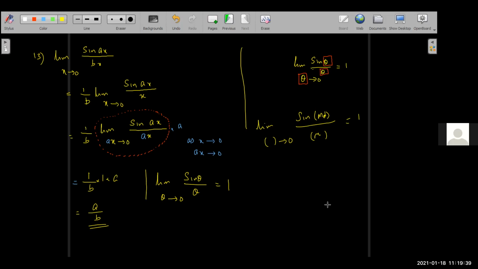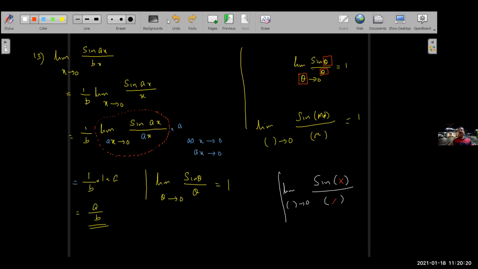Sir, can you explain this one once again? This one, the question is sine ax by bx. See, our standard formula is limit sine of anything, then the same thing should be here. Also, that same thing tends to 0. What comes here? If it is x here, here also x, here also x.